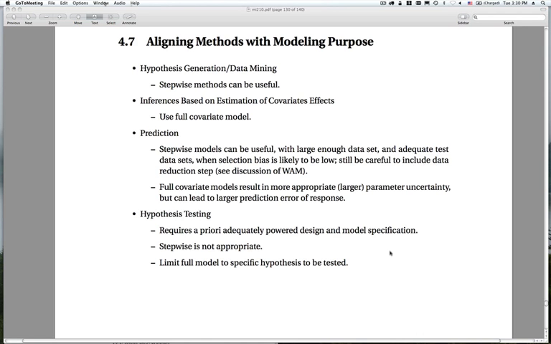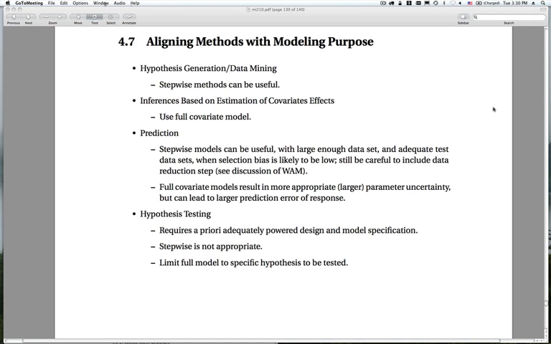Full covariate models result in a larger reflection of the parameter uncertainty, but they can also lead to a larger prediction error of the response because of the inclusion of all of those effects. And so some of these small effects that are not well defined might lead to a larger prediction error. However, if you're going forward into a new situation where one of those covariates that was maybe classified as insufficient information is now better represented, you want to pull that covariate forward. You don't want to throw it away because you haven't made a conclusion about that effect yet.